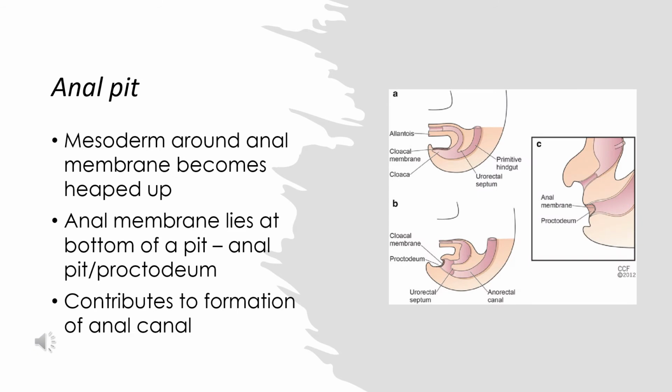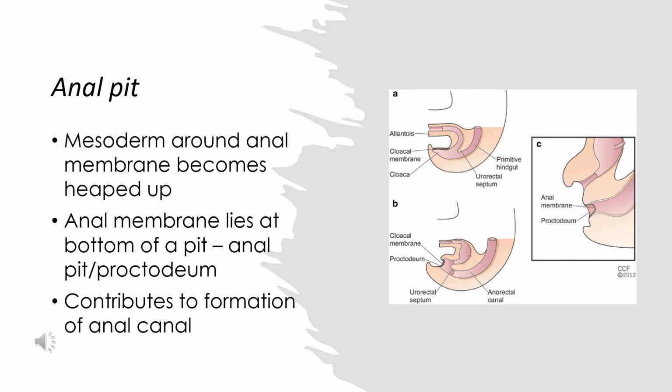Now we'll see something about the anal pit, also called the proctodeum. The mesoderm around the anal membrane becomes heaped up, with the result that the anal membrane now comes to lie at the bottom of a pit, and this pit is termed the anal pit or proctodeum, and the anal pit contributes to the formation of the anal canal.